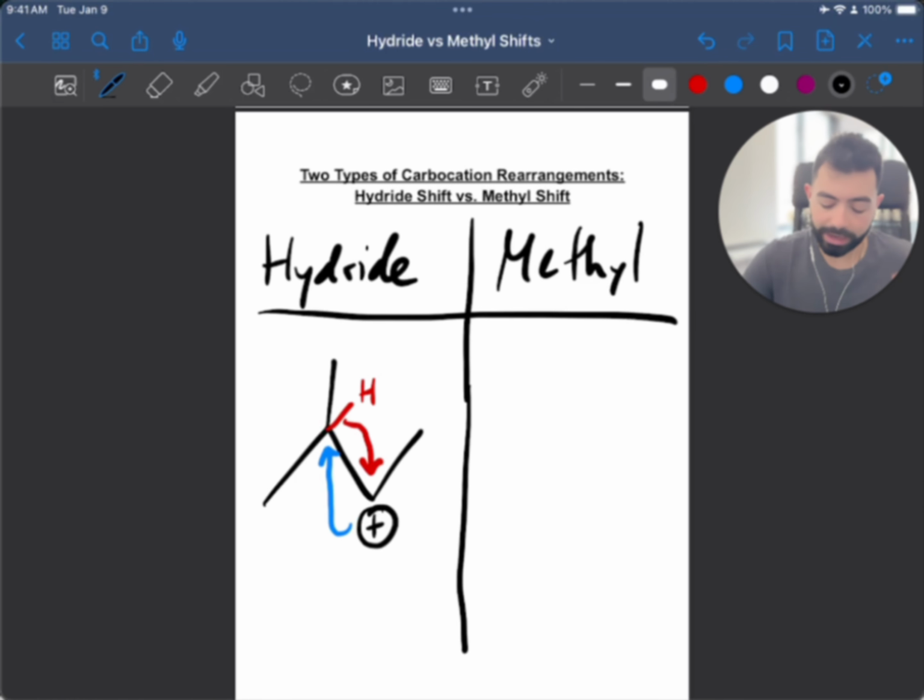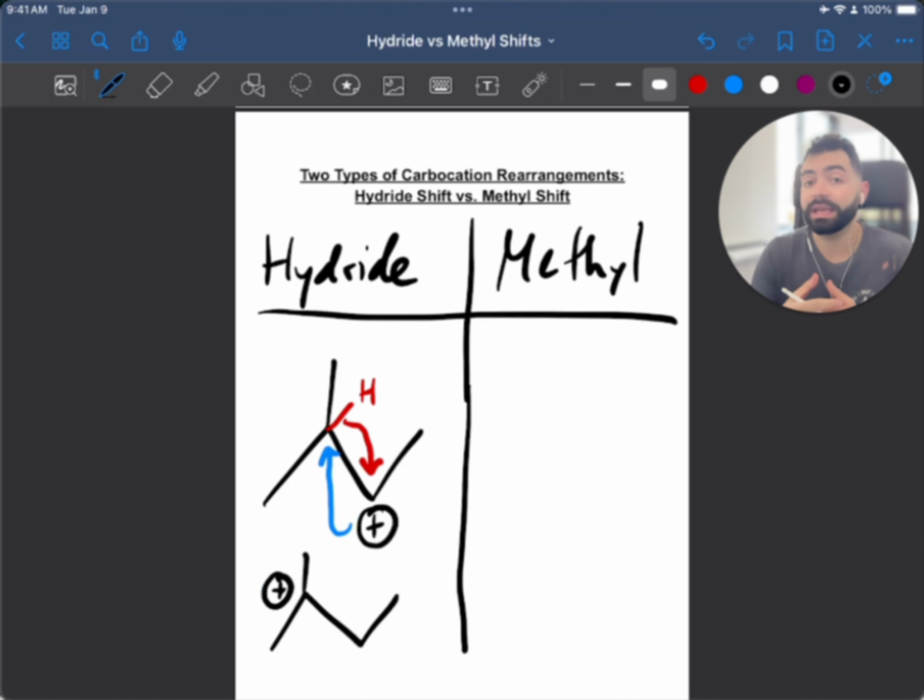And so if we draw out what that looks like, we're basically going to have the same exact structure, but now the positive charge is sitting on the destination carbon, and that is a tertiary carbocation, and that's more stable than this original secondary carbocation. So now let's focus on methyl shifts.